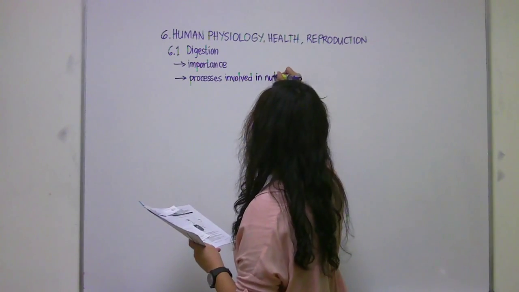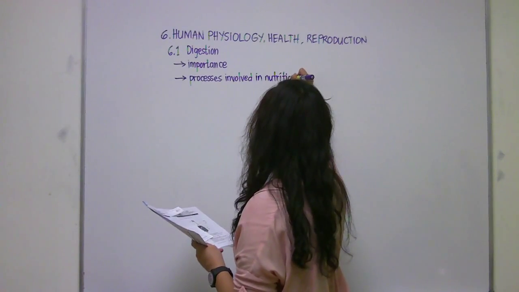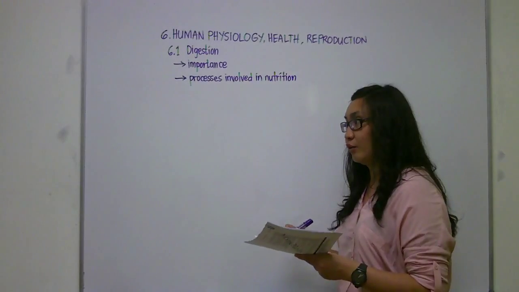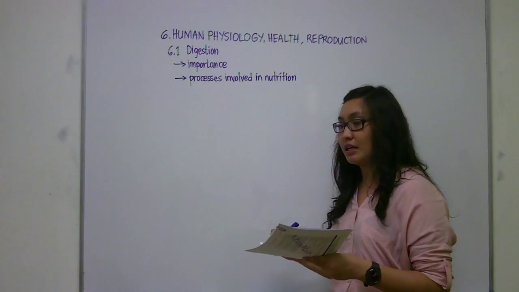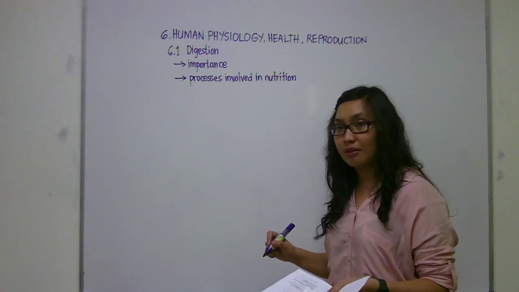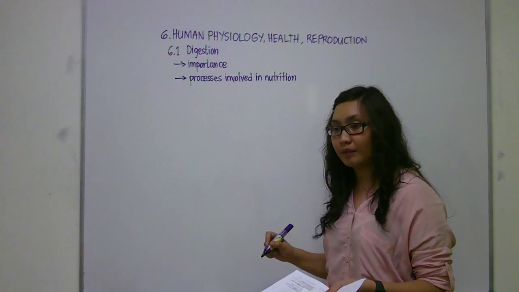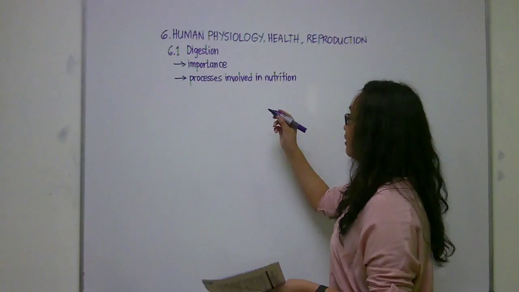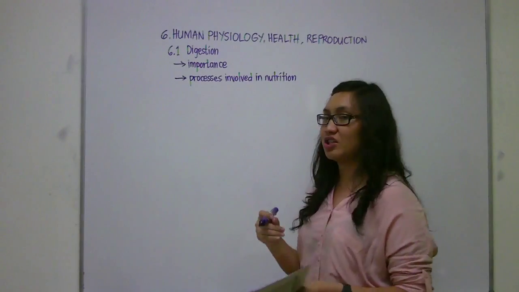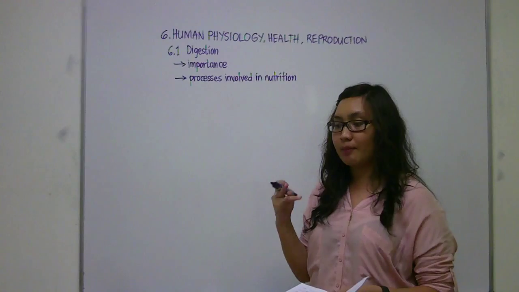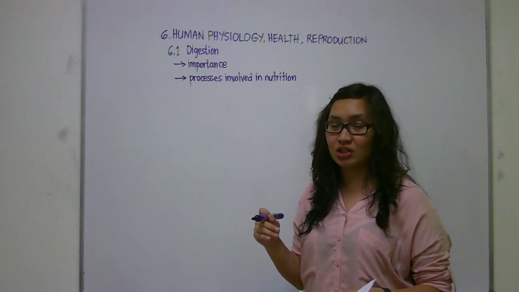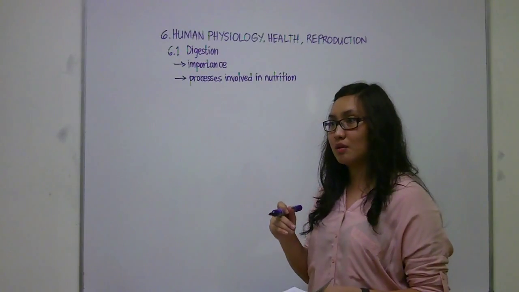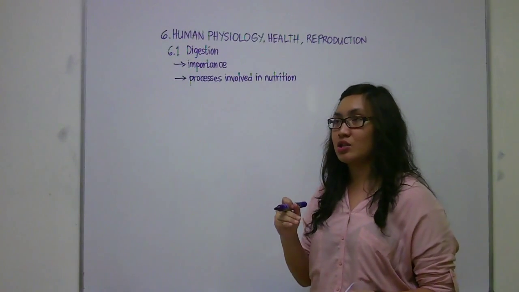Okay, so nutrition is a characteristic of living organisms, wherein an organism is acquiring the necessary materials for it to be able to sustain life. The processes involved in nutrition include ingestion, digestion, absorption, assimilation, and egestion. So we have to explain the differences between these processes.